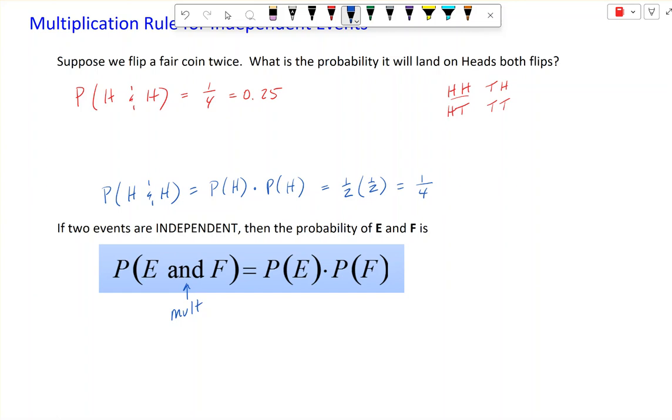So the multiplication rule here, when we have two events that are independent of each other, is that we multiply those two probabilities together.